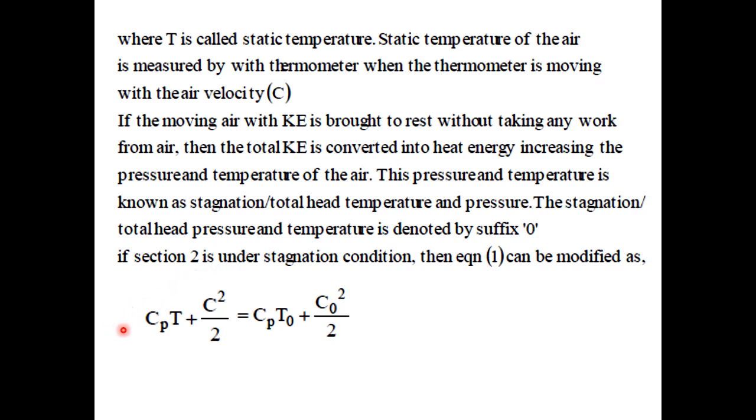If section 2 is under stagnation condition, then equation 1 can be modified as Cp T + C²/2 = Cp T0 + C0²/2, where T0 is the stagnation temperature, C0 is the stagnation velocity, that is temperature and velocity of the air.